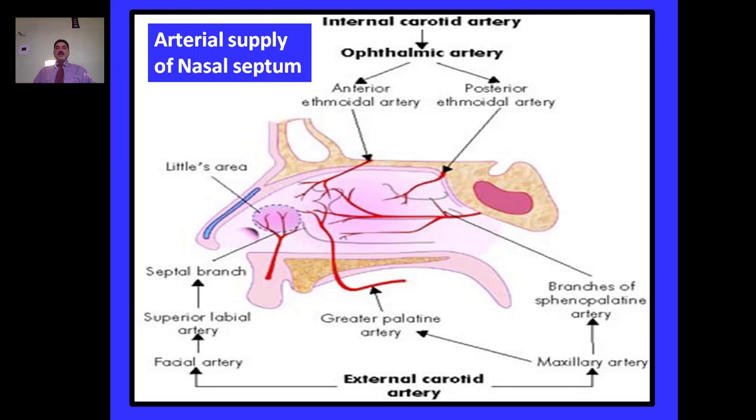Nasal septum is very important clinically. It is supplied by terminal branches of both the internal and external carotid arteries. The terminal branches of the internal carotid artery which supply the nasal septum are: one of the terminal branches, the ophthalmic artery. Ophthalmic artery gives the anterior ethmoidal and posterior ethmoidal arteries which supply the nasal cavity.